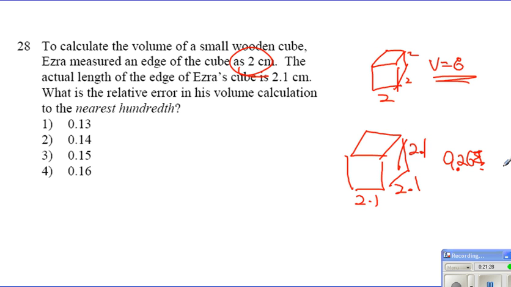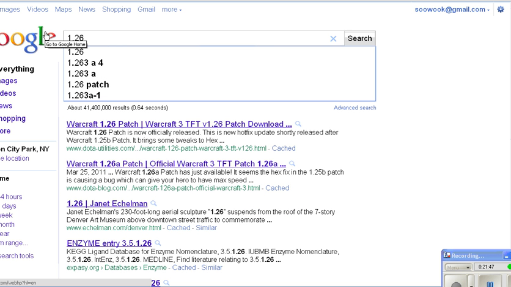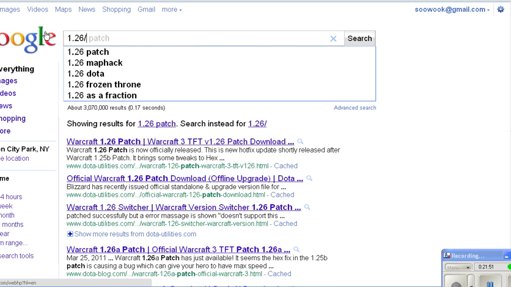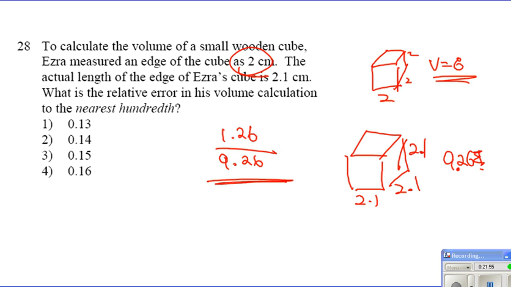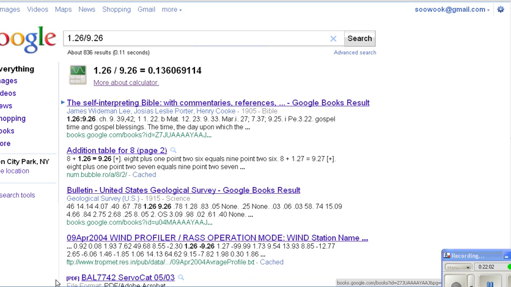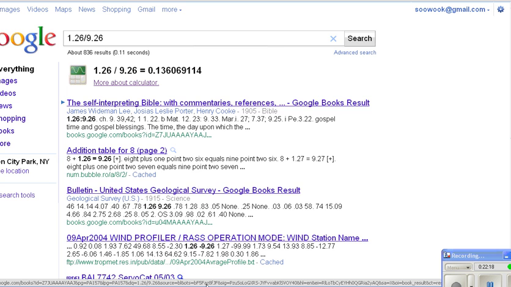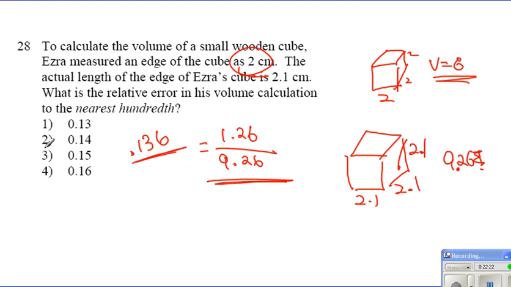Nearest hundredth, so that's how it goes. So then basically what we are doing is 1.26, which is the difference, divided by the actual, which is 9.26. 1.26 divided by 9.26. Right, that becomes our answer, .136.